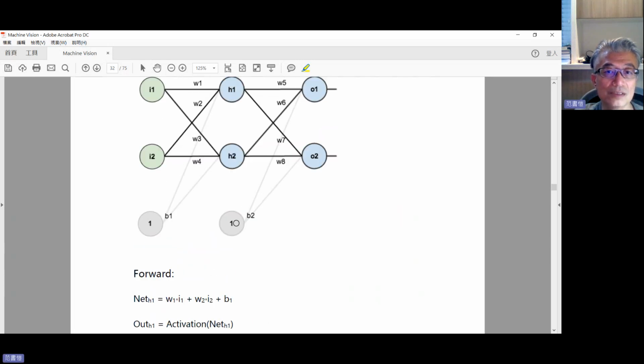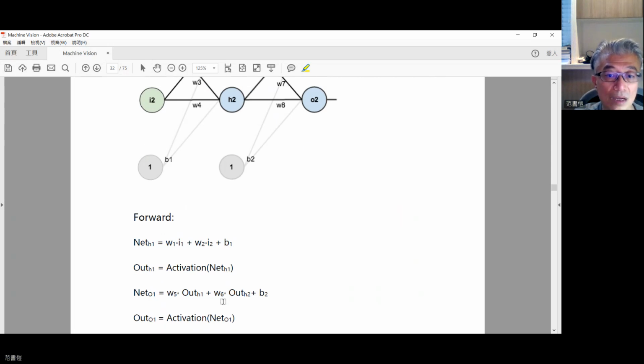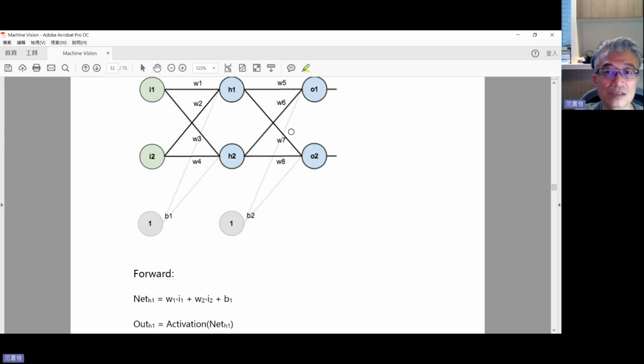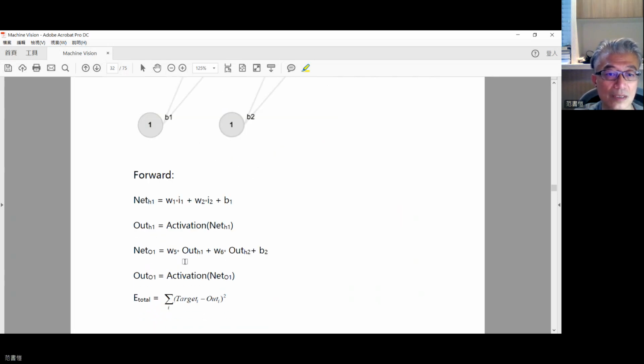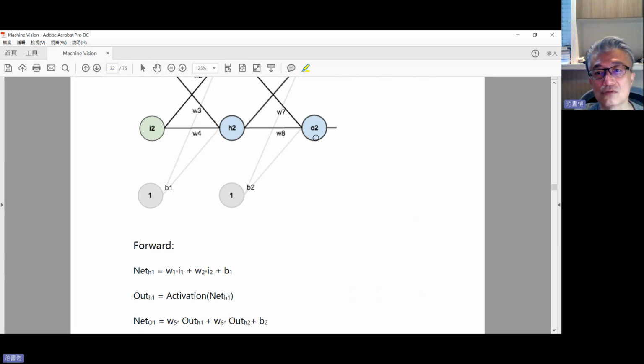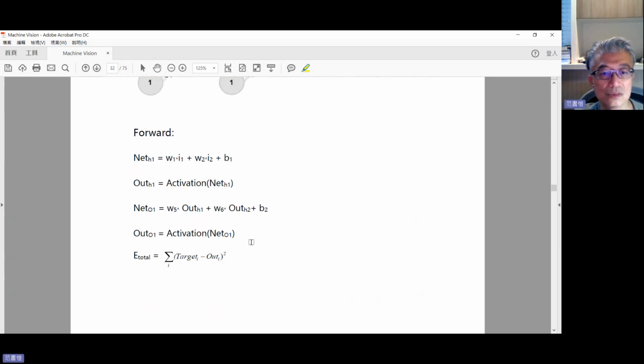This output H1 times W5, and output H2 times W6, plus the bias B2, produces O1. And O2 can be generated in the same manner. So for the total error, since the error could be positive or negative and cancel out, we evaluate the squared error.